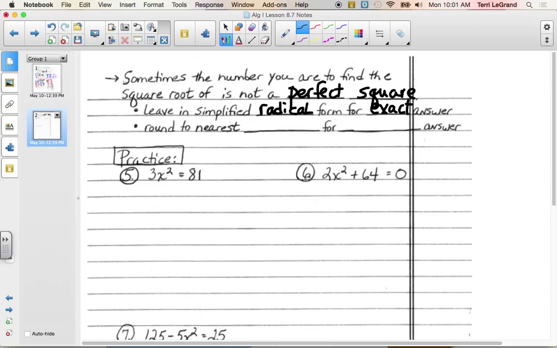If we're going to give an approximate answer, let's put that in here. We're going to give an approximate answer, then we're going to round to the nearest hundredth. You have to pick somewhere to round to, so we're going to go to the hundredths place.